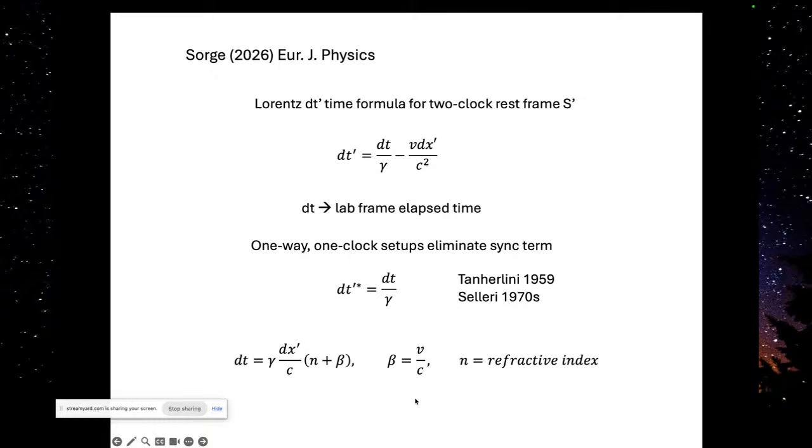Okay, and then we now weave in refractive index. So this is essentially Lorentz's dt formula written a little bit differently. There's typically a gamma out in front of the dt formula, and then it's dt prime plus v times dx prime over c squared. This is the same thing. It's dx prime over c brought out in front. And then we have the refractive index here, which you don't typically see in a Lorentz formula, but that's where it belongs. And then we have beta, v over c. And so just think of this as the Lorentz time formula with refractive index included.